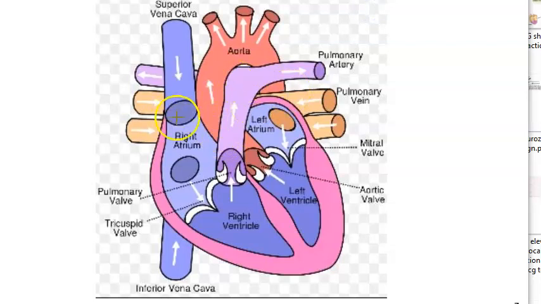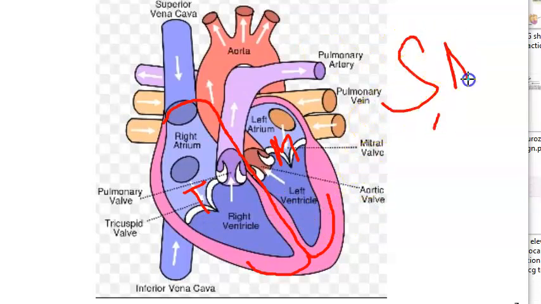Now, what happens when there is electric activity in the heart? From the sinoatrial node, it comes to the AV node, then it goes first to the left side and then to the right side. So the mitral valve will close and then the tricuspid valve will close. The first heart sound is M1 T1, that is the closure of the mitral valve and tricuspid valve.